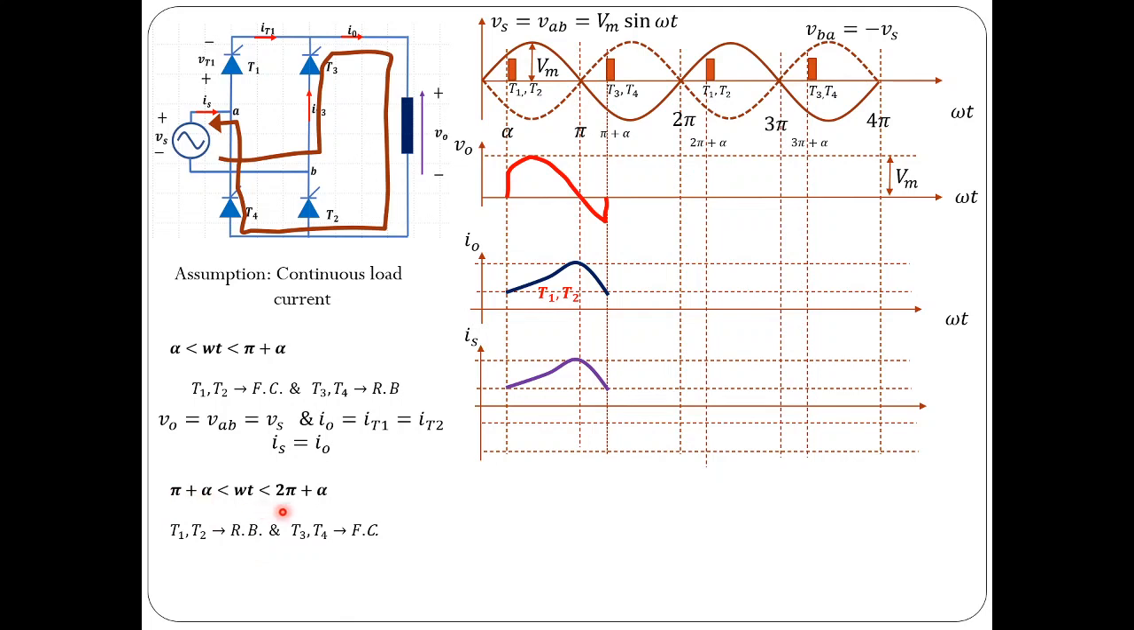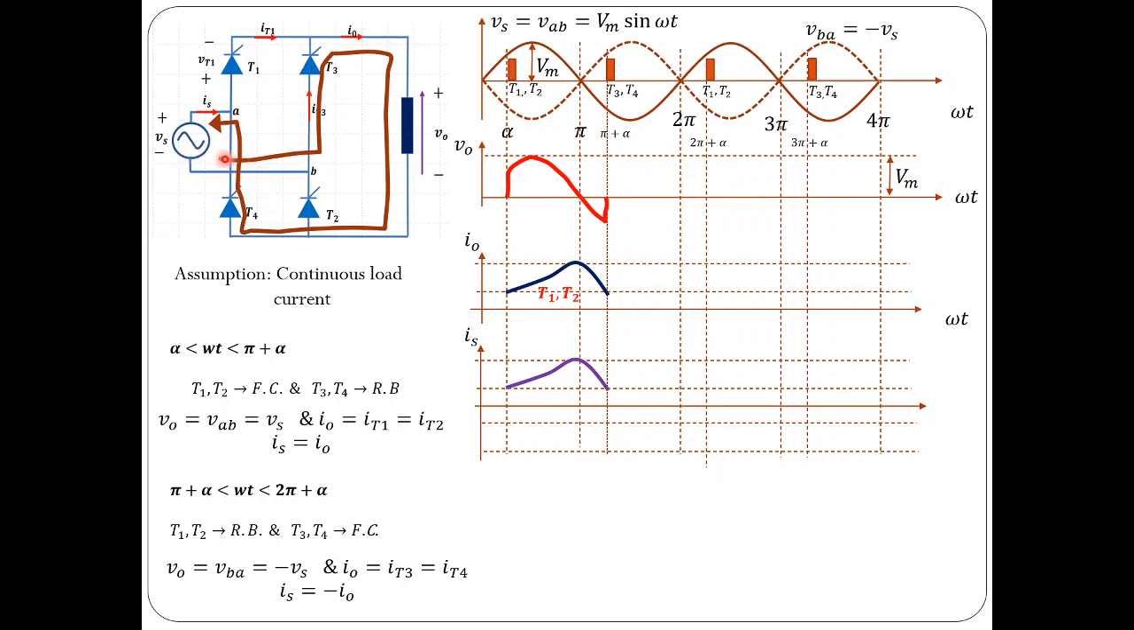Now this is the state of the switching. This is the switching state between these angles, omega t ranging from pi plus alpha to 2 pi plus alpha. So this is the conduction path of the source current as well as the load current. Now for this particular switching state, let us try to apply KVL and KCL. Let us see what the output voltage and output current are respectively.